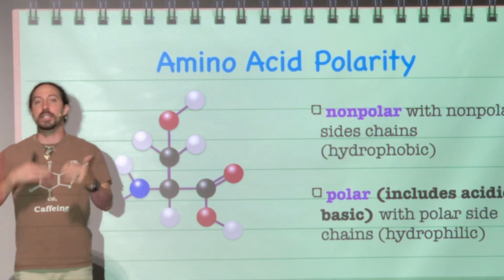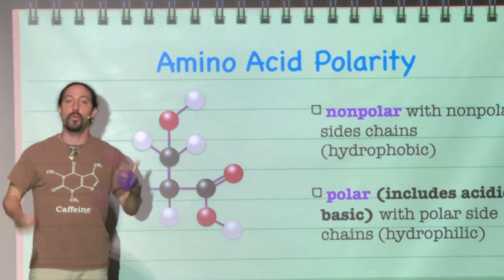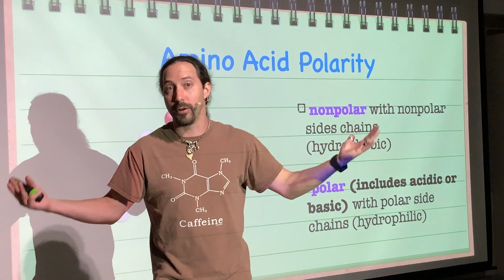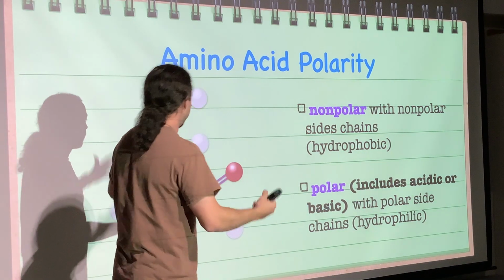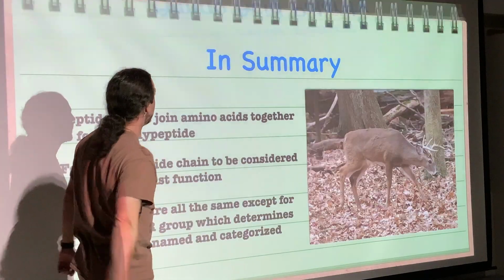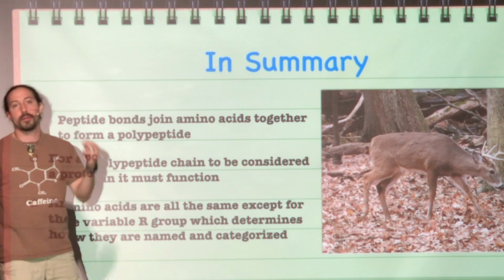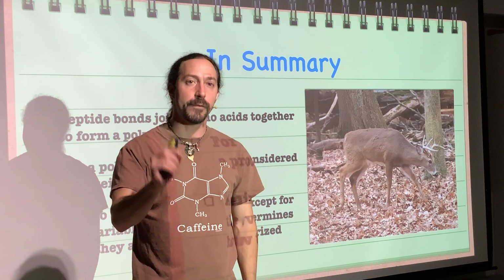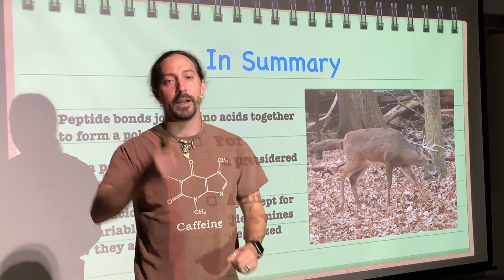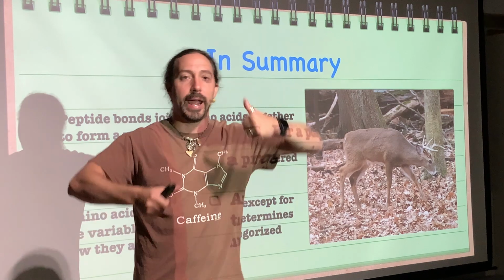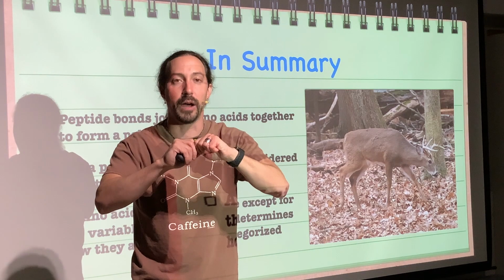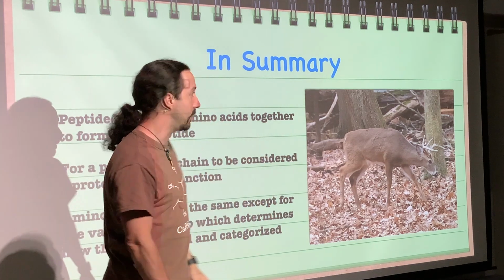So just be aware that that's the way that we categorize our amino acids. We do that by their R group. Otherwise, they'd all just be polar and there'd be no categorization and they'd all be the same. So in summary, the special type of bond that forms between our amino acids is called a peptide bond. That is a specific bond that always exists between the carboxyl of one amino acid and the amine group of the other amino acid. Dehydration synthesis takes place, and a peptide bond is formed. That's how it gets the name polypeptide.